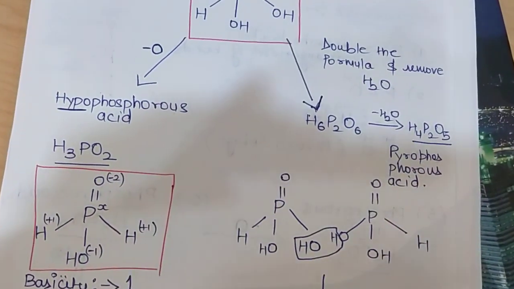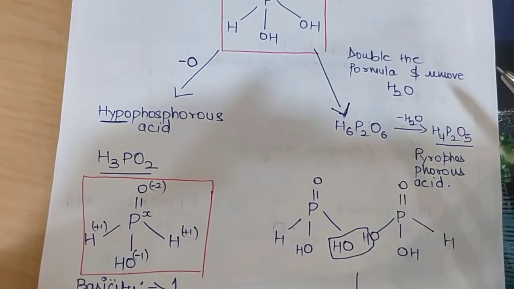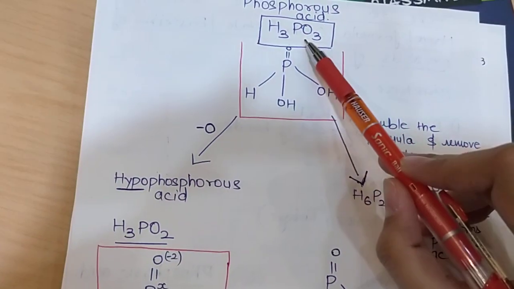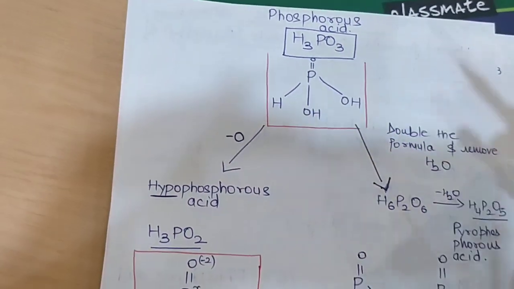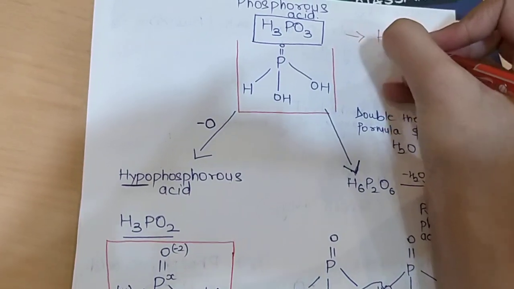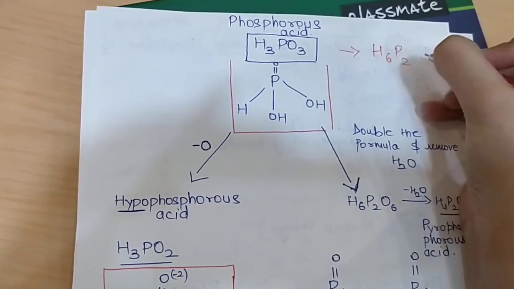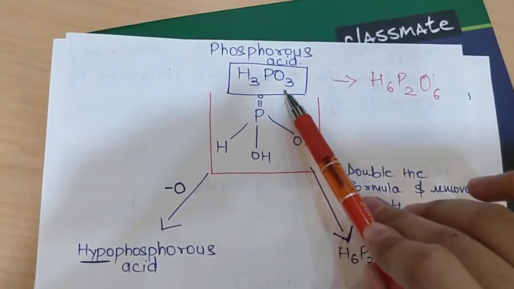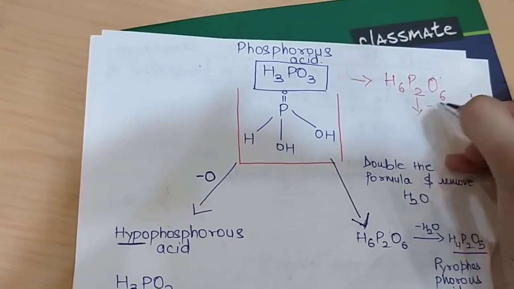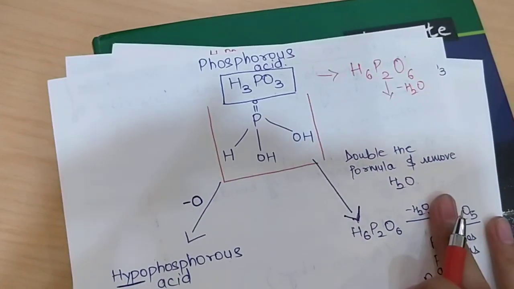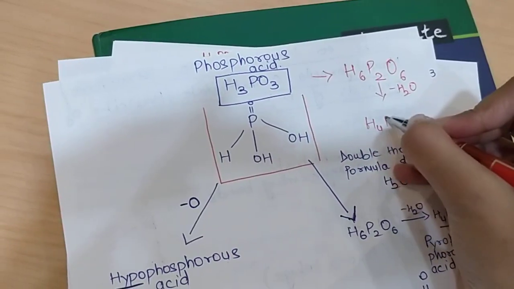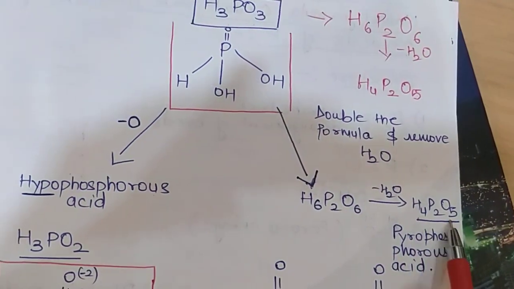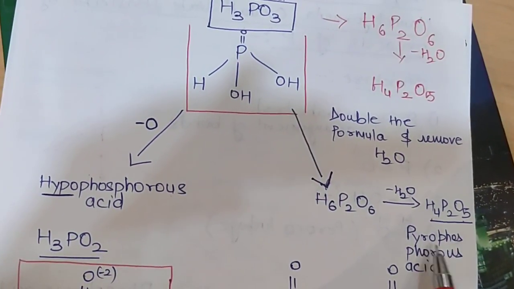When we have to generate the pyrophosphorus acid, what we do is we double the formula and remove an H2O molecule from that. If we double the formula of phosphorus acid, it will become H6P2O6. We have doubled all the elements present in phosphorus acid, and now we'll remove H2O. So the formula becomes H4P2O5. This is what we have written. So this is the formula for pyrophosphorus acid.